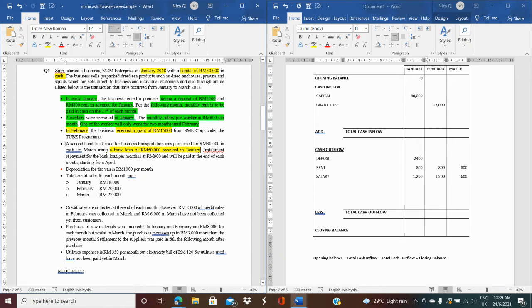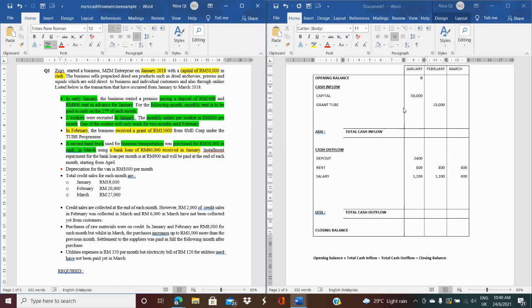But look at this: a second-hand truck used for business transportation was purchased. So it means that payment was being made for this second-hand truck. When did this happen? It happened in March. When there's a payment, there is an outflow, so color it with the green highlighter. Second-hand truck, used for business transportation, purchased for 30,000 in March.